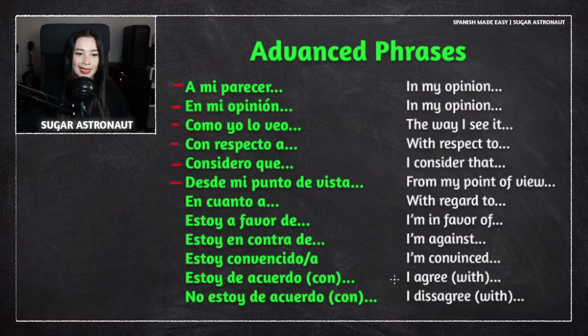The next one, desde mi punto de vista. Desde mi punto de vista. From my point of view. Desde mi punto de vista. Literal translation of from my point of view. Okay? En cuanto a, this means with regards to. En cuanto a, la contaminación está incrementando. With regard to pollution, it's increasing. Está incrementando. En cuanto a, with regard to.